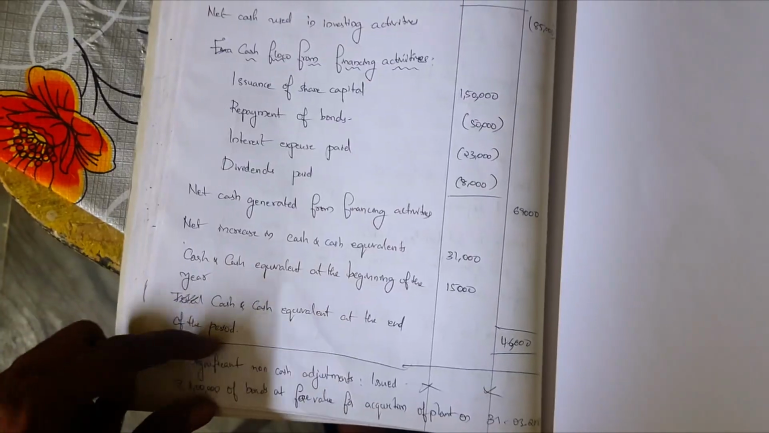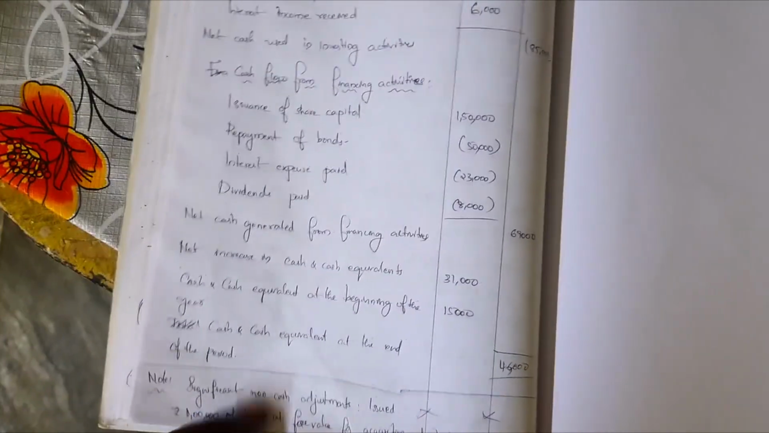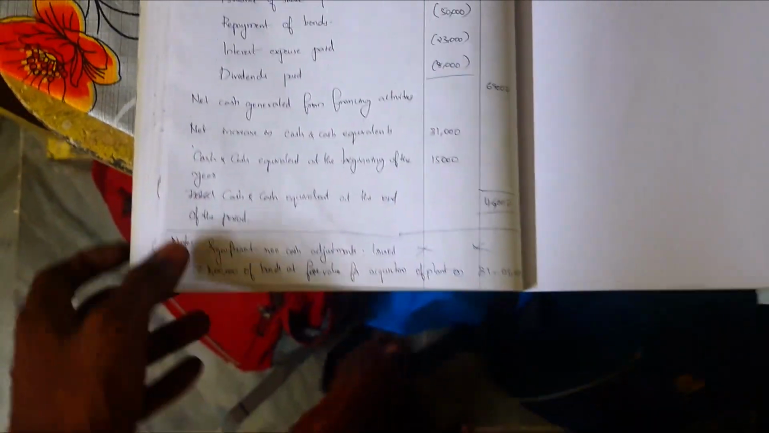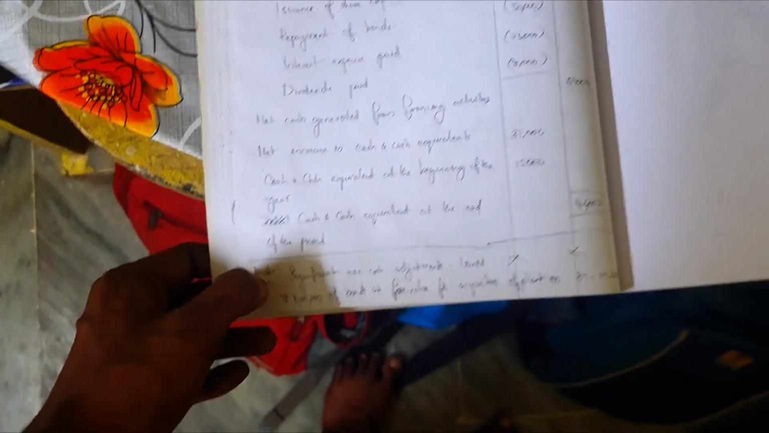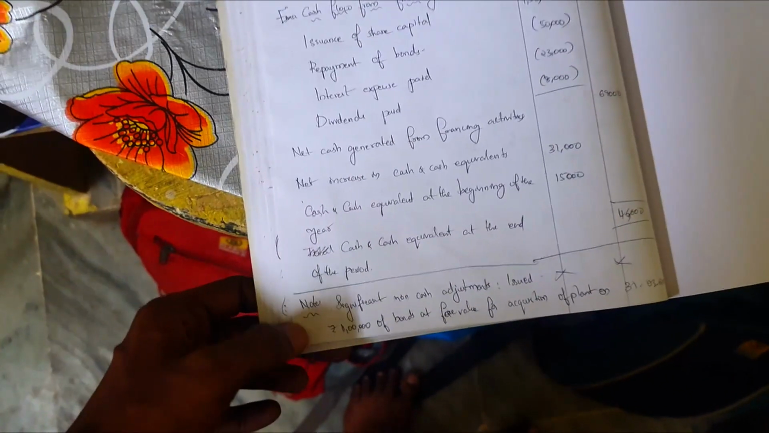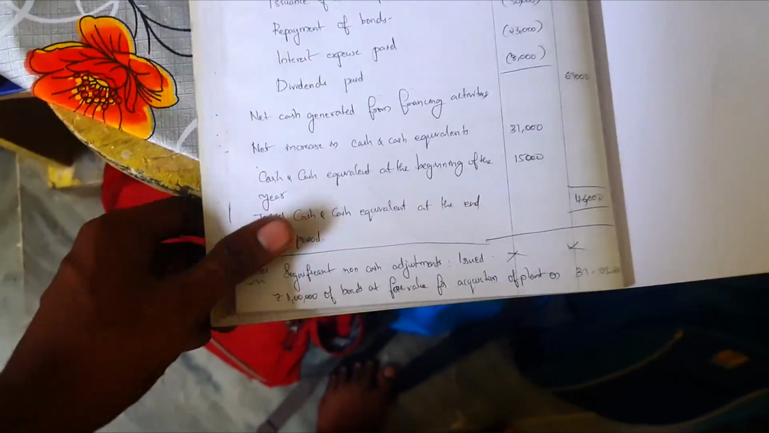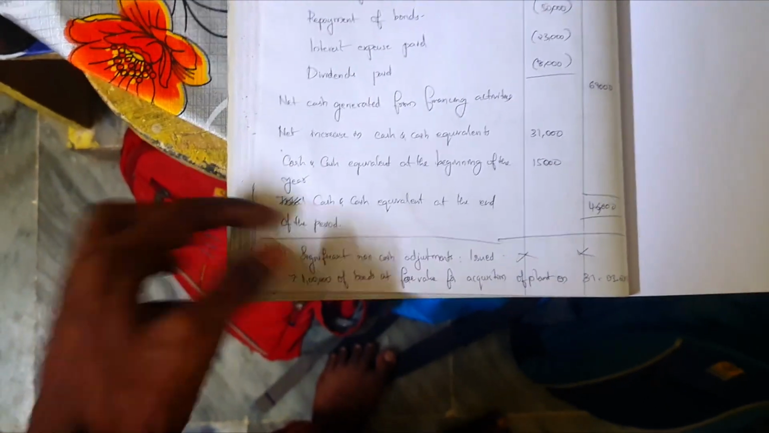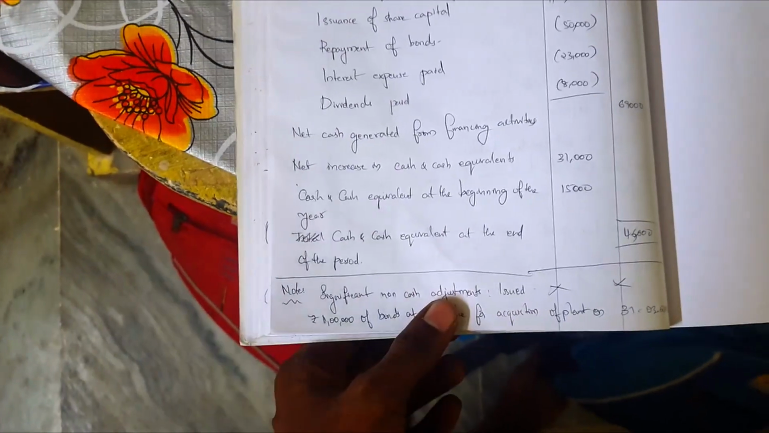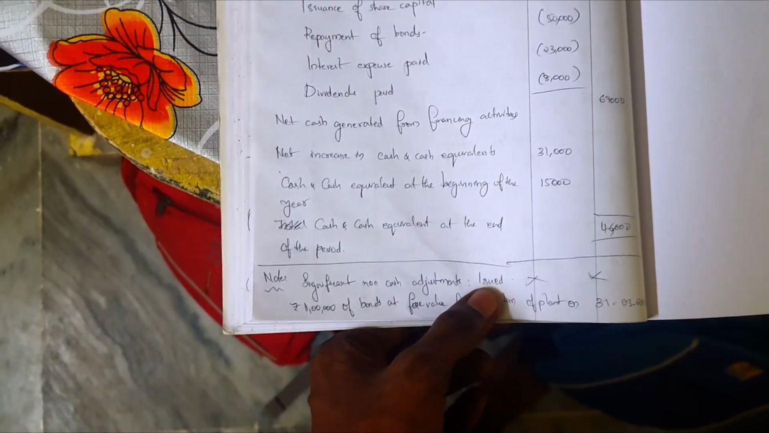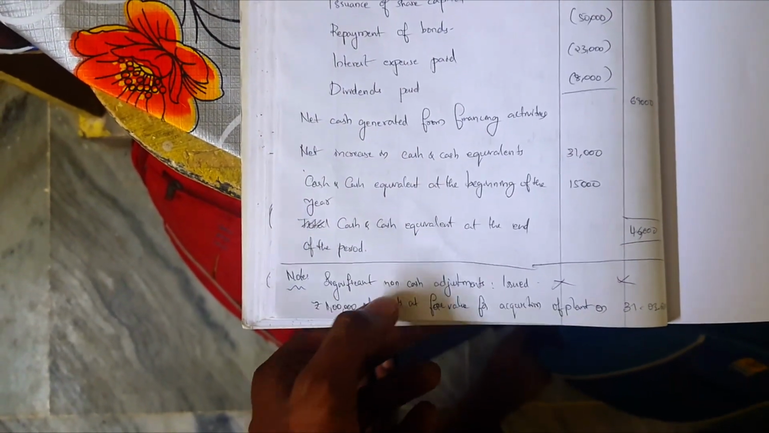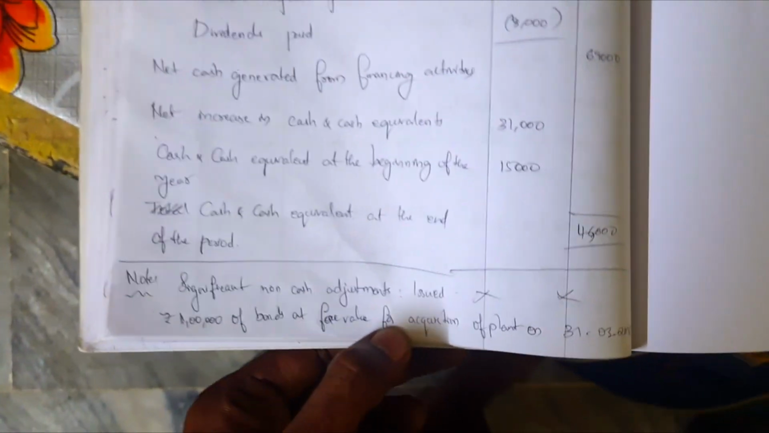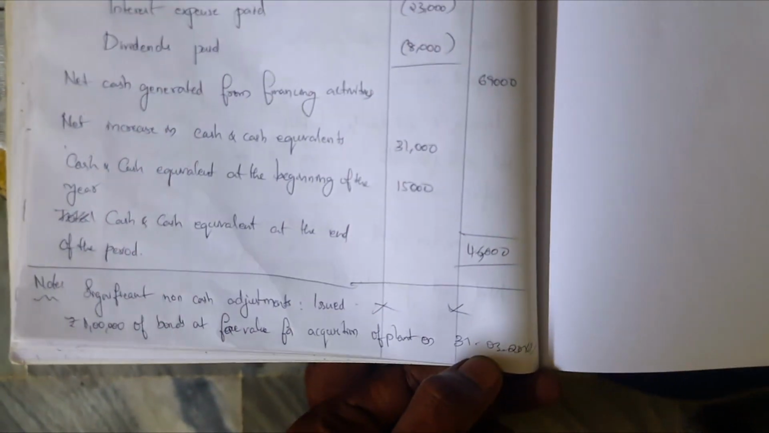So this is a working note you need to write. This is separate from the pro forma. You don't write it here, you need to write it separately. I wrote it to save pages, but you don't have to write it here. You need to write it separately on a separate page. Significant non-cash adjustment: issued rupees 1 lakh of bonds at face value for acquisition of plant on 31st March 2001. This is the adjustment. That's it.